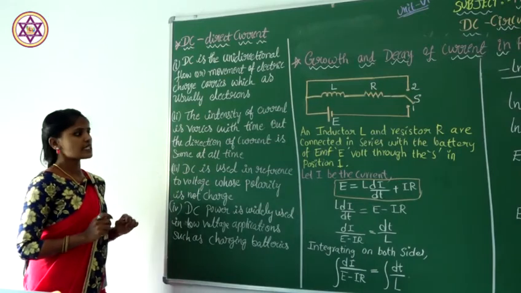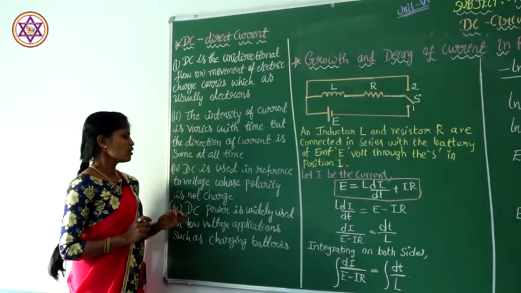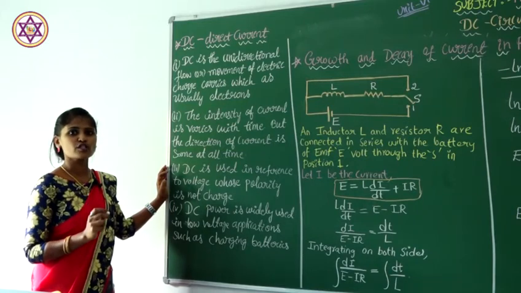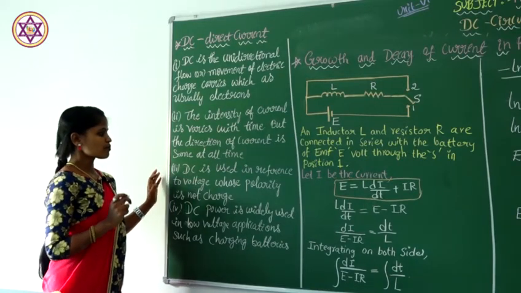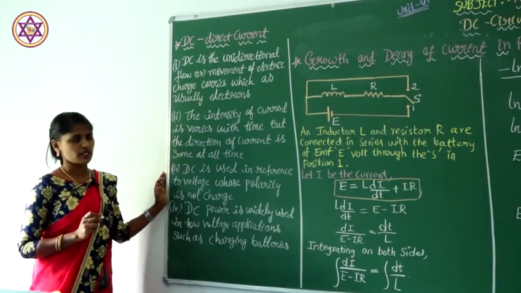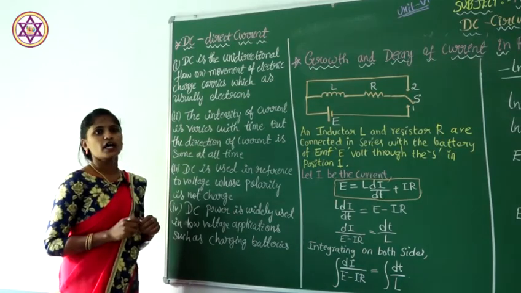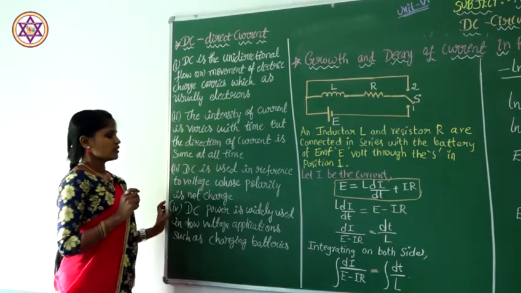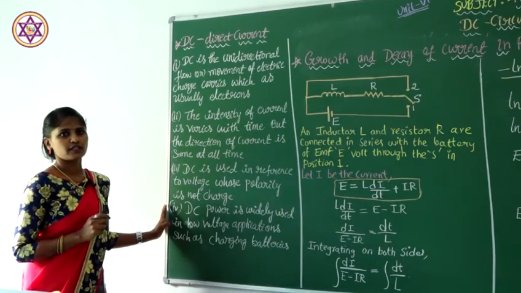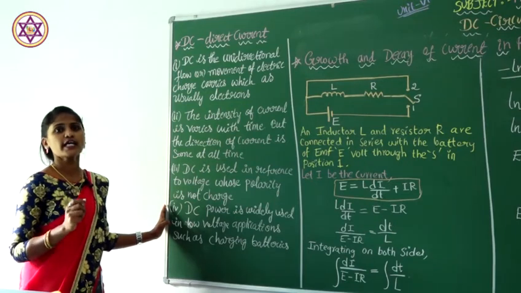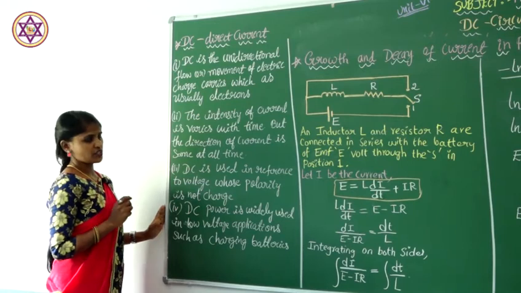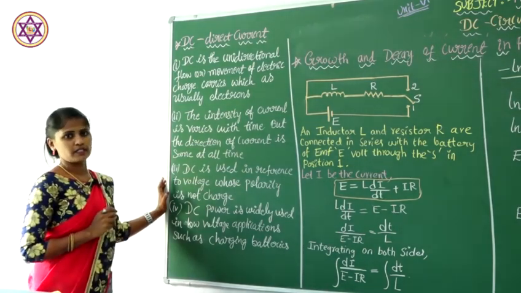And then DC is used in reference to voltage. Direct current is used in reference to voltage whose polarity is not changed. And direct current power is widely used in low voltage applications such as batteries and charging batteries.